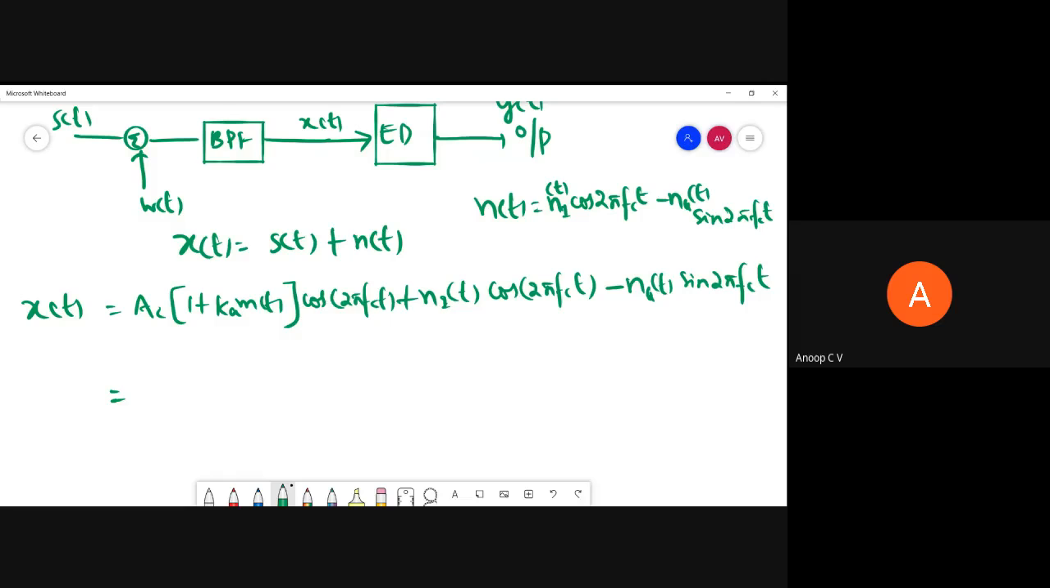But where this in-phase component will be the real part. If you are representing it in complex form, in-phase component will be real part and quadrature phase component will be imaginary part. So what I'm going to do is represent it in canonical form. Canonical form means something into cos 2 pi fct minus something into sine 2 pi fct.